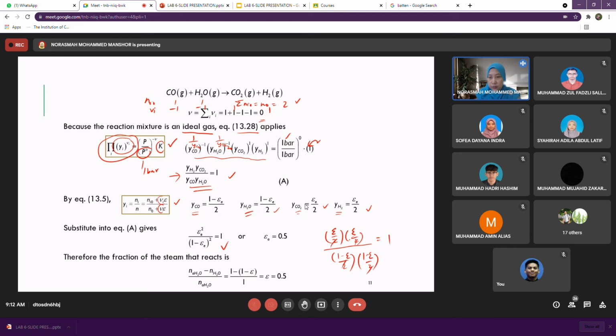Okay, epsilon square over 1 minus epsilon square equal to 1. So you solve this equation by using your calculator. Okay, you can rearrange this to equal to 1 minus epsilon, and you will get epsilon equal to 0.5. Understand how to get it? Epsilon is 0.5.